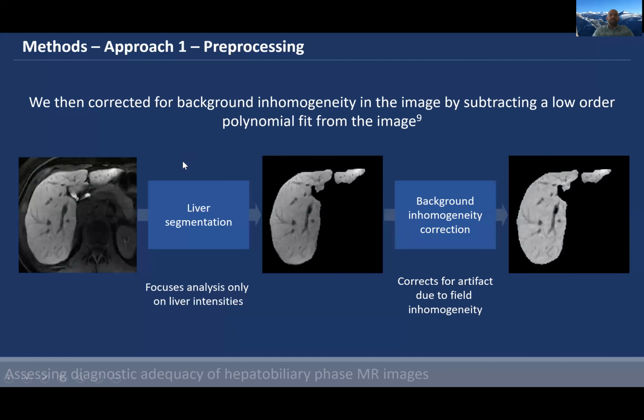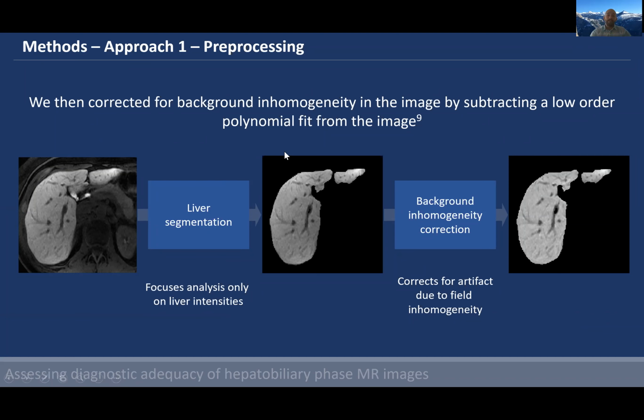Then after that, we correct for any background inhomogeneities in the image, and we do this by subtracting a low-order polynomial fit. So basically, you fit a B-spline to this image, which estimates a general trend of the image, and then subtract that trend off.